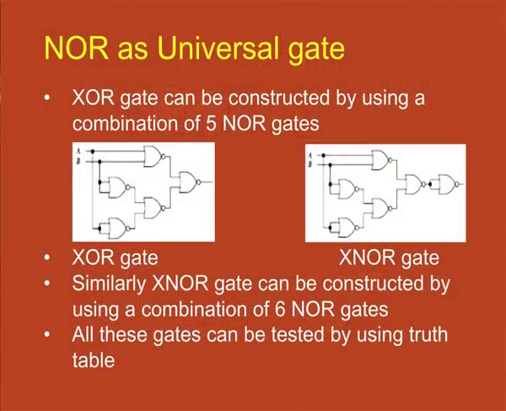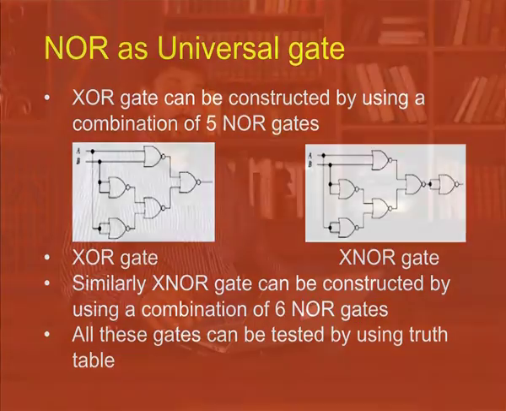So, in this way we can also show that the NOR gate is one of the universal gates, and all these gates' outputs can be tested by using the truth table, and hence we can say that NAND gate and NOR gate are the universal gates.